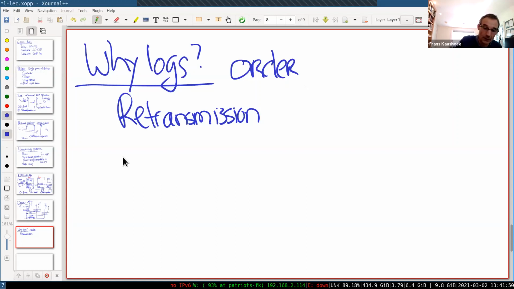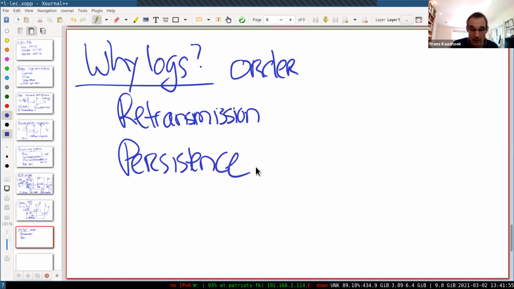The third reason is we need persistence. One of the followers might crash, or actually all of them might crash, and then they come up again, and we still need to be in a position that we can retransmit log entries to bring everybody up to date. And so the log must also be persistent. And then finally, we need space for tentative operations, or tentative commands.